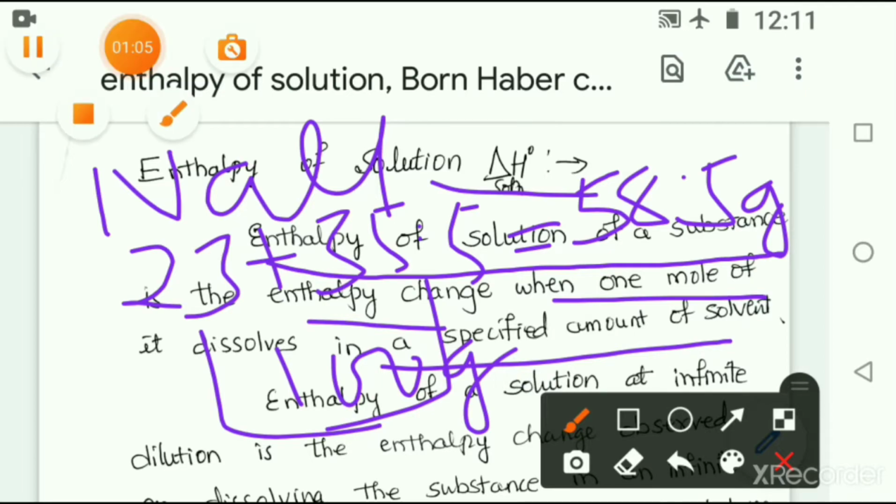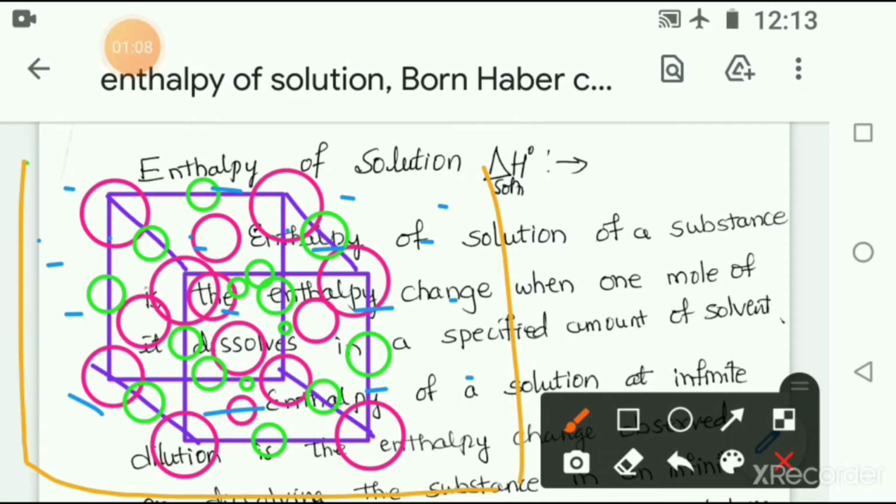In reality, if we observe the structure of sodium chloride, the chloride ions occupy each corner of a cube, and also each face center of the cube. This is the real structure of sodium chloride, and in between, the sodium ions occupy. Each sodium ion is surrounded by chloride ions and each chloride ion is surrounded by sodium ions. Sodium ions are shown in parrot green color, and the chloride ions, as they are bigger in size, are shown in pink color. This is the real structure and they are held by electrostatic force of attraction.